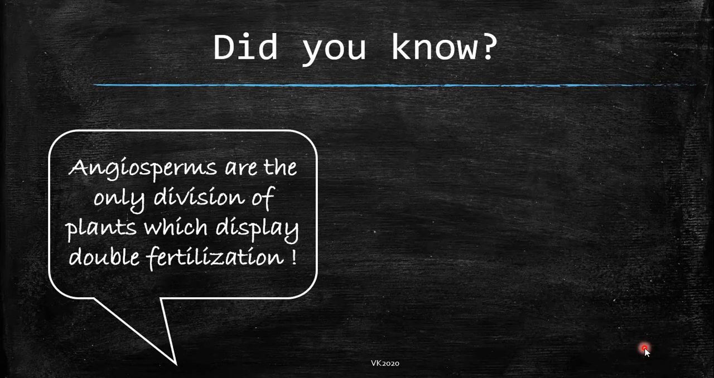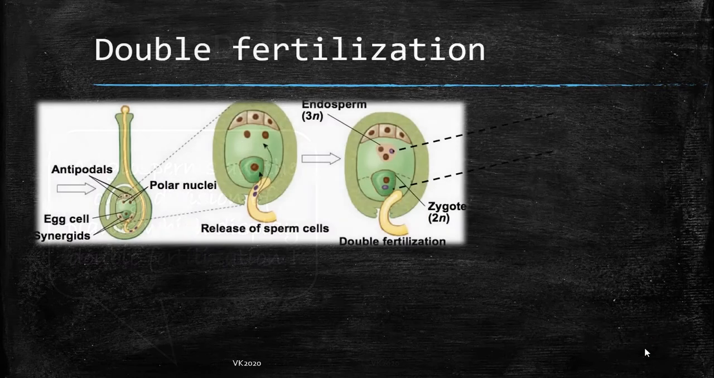Now, did you all know that angiosperms are the only division of plants which display double fertilization? Now, let us learn about double fertilization. So, when the pollen grain correctly matched with the pistil, and by means of cues generated by the synergids, it successfully reached the ovule. Once it penetrates the ovule, the synergids have a lot of water. The pollen tube absorbs the water and it bursts.